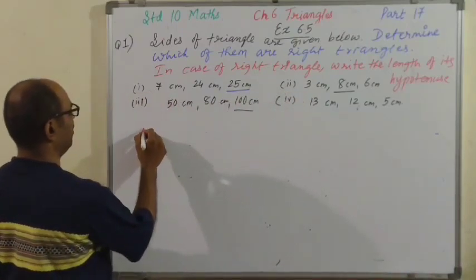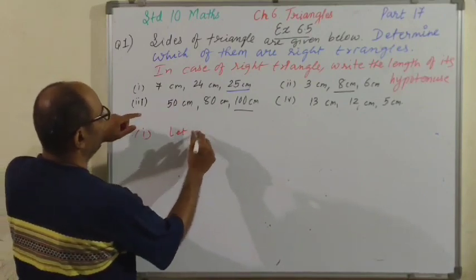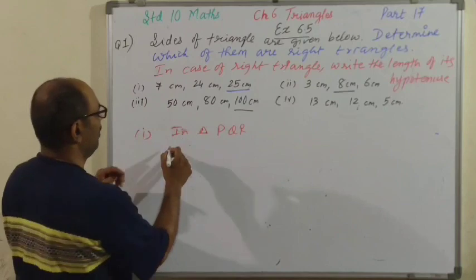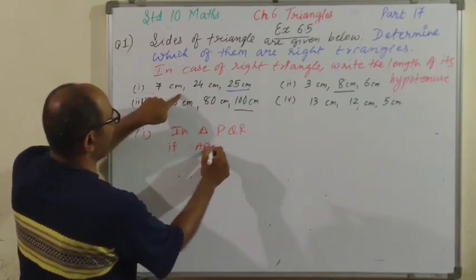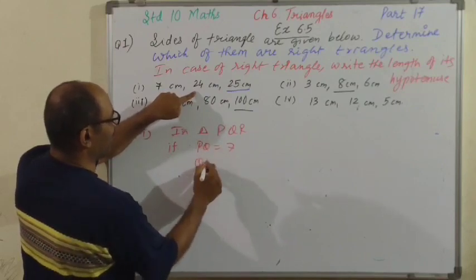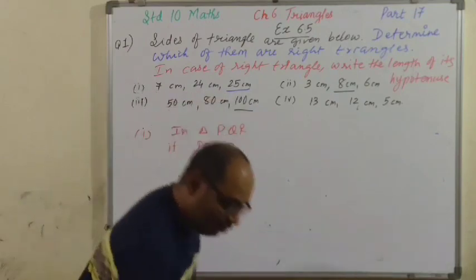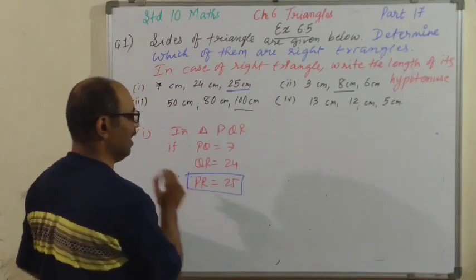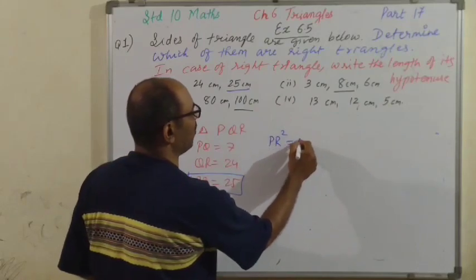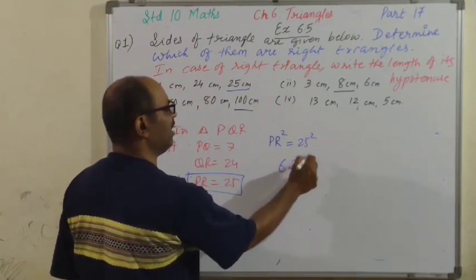First one. Let, okay, in triangle PQR, मैंने ट्राइंगल PQR दे दिया. If PQ is equal to 7, next QR is equal to 24 and PR is equal to 25. Which is the longest side? PR है ना, longest side 25 से पता चला. उसका स्क्वायर करो. PR square is equal to 25 square. नीचे लिख दो उसका 625.